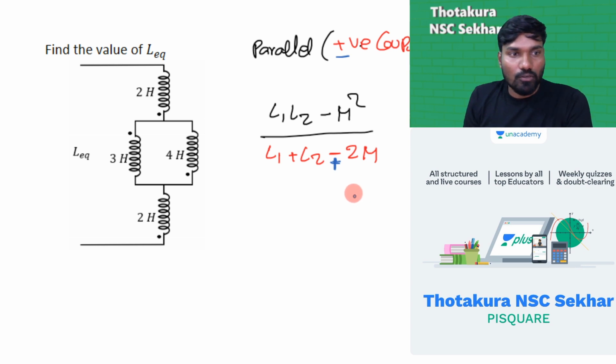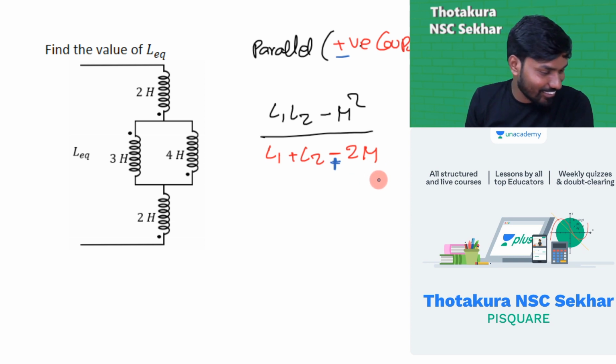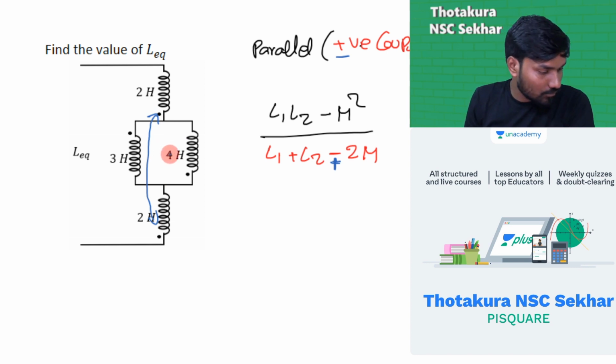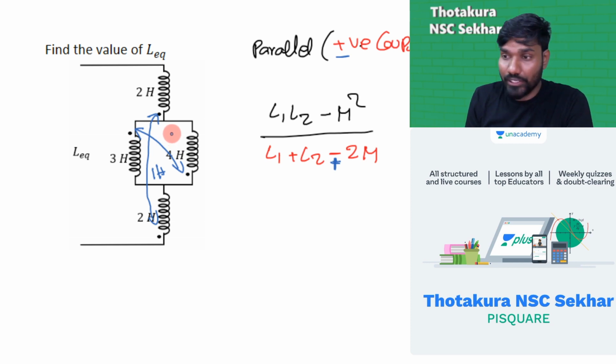Oops, I think I forgot to give the negative coupling values, right? I'll give it. That's my fault. Coupling between these two, how much? 1 Henry. This is 1 Henry. Coupling between these two, this mutual is 2 Henry. Mutual I'm talking about, 2 Henry.